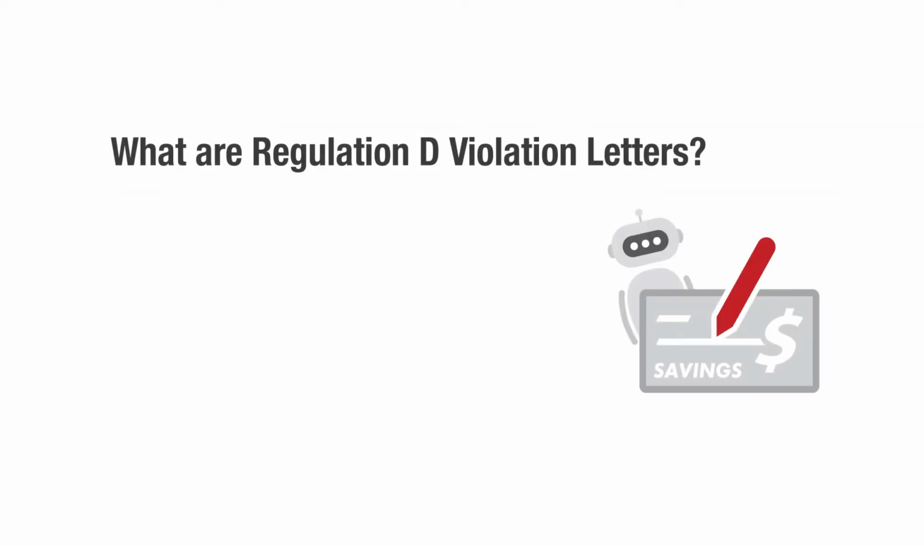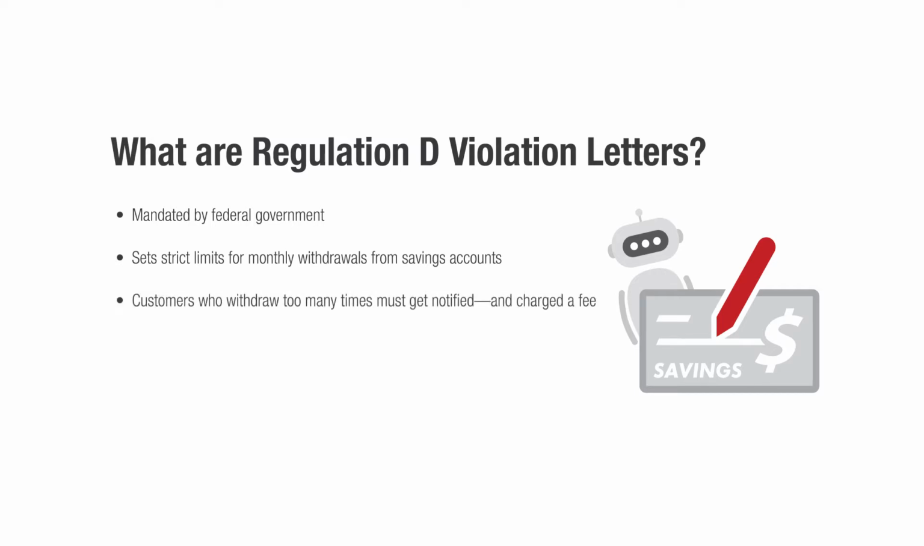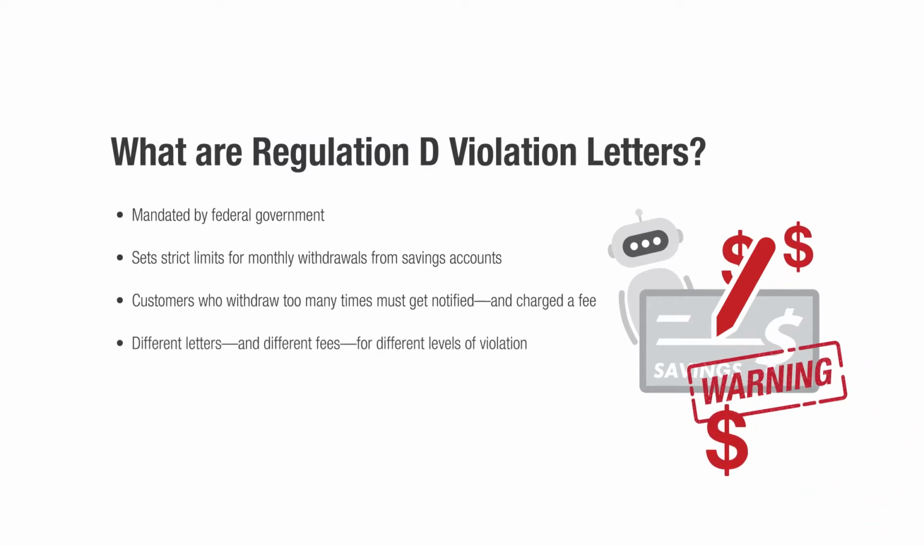The robot you're about to see processes what are called Regulation D violation letters. The federal government sets strict limits on customers with savings accounts. They can only make a certain number of withdrawals each month. If they do more, they get a warning letter and are charged a fee. There are different letters and different fees for different levels of violation. Each letter is currently processed manually.